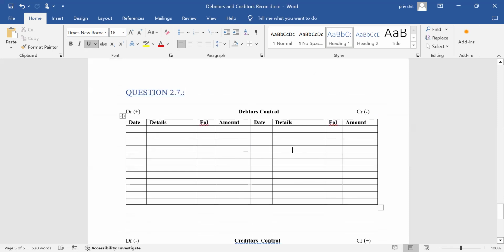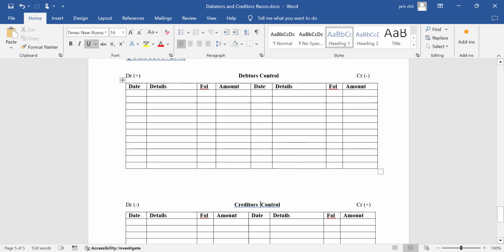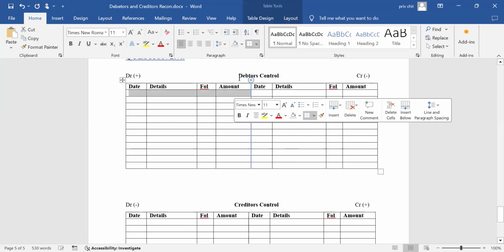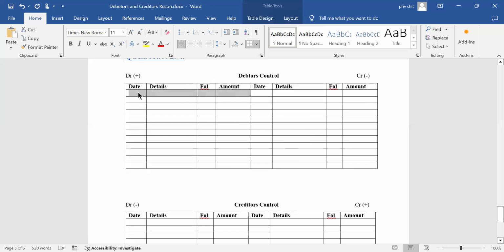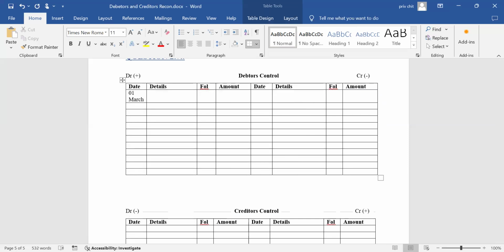So the first one I want us to do, from page 54, is the opening balances that they give you in the form of the debtors list balance of 24,030 rands, and then of course the creditors list balance. So for the debtors list balance of 24,030, you will use that as the opening balance in your debtors control on the debit side. That will be on the 1st of March 2019.